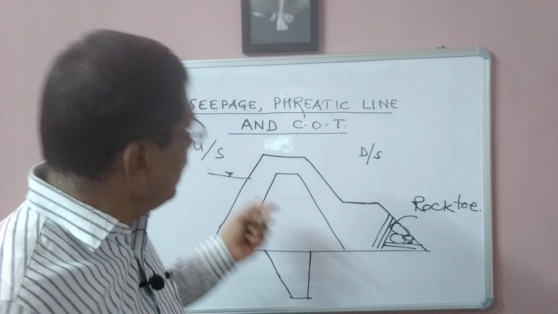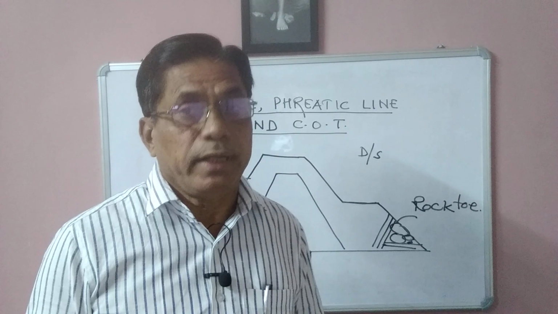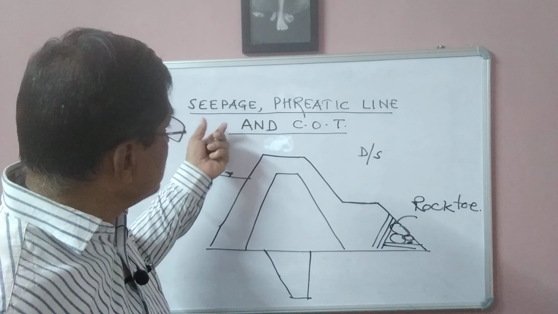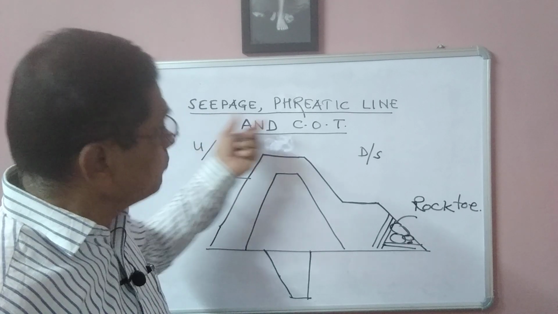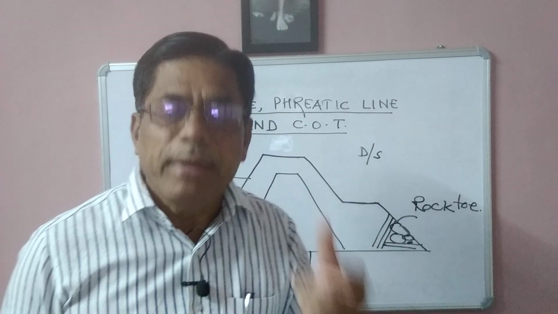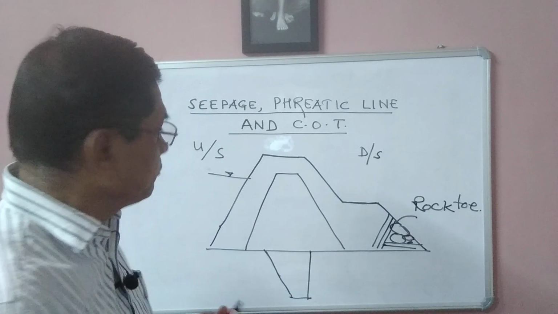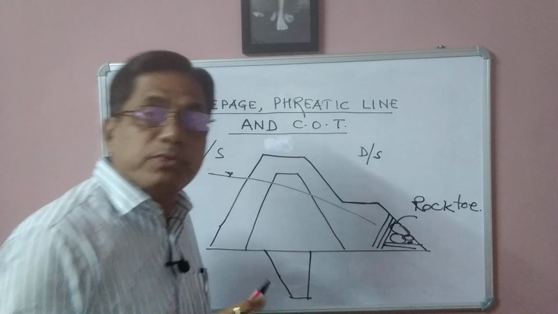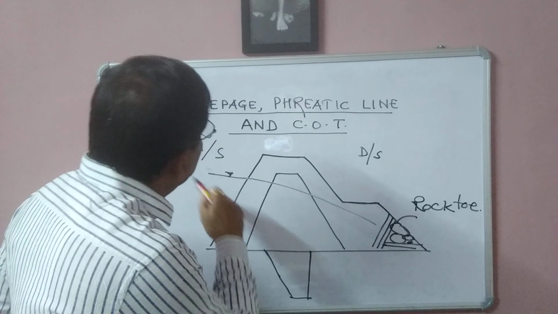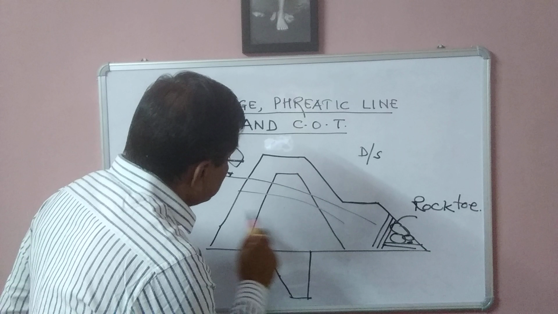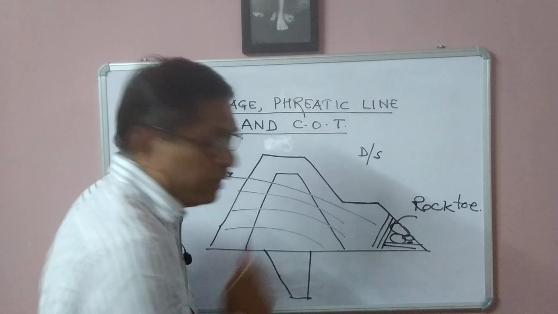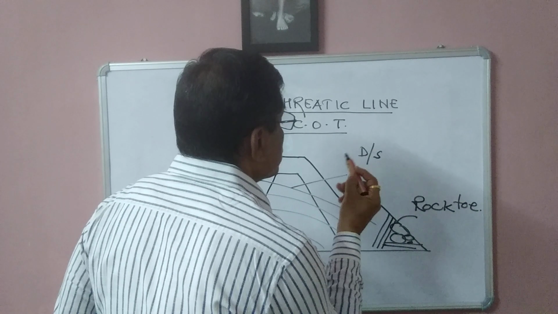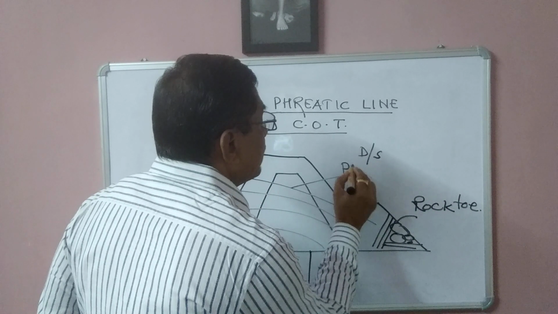So we will discuss how to control the seepage in the next lecture. But in this, let us study the term seepage. Now the next term is the phreatic line. So the phreatic line is the top seepage line. We know that the seepage is just like flow lines, isn't it? Okay, and this top seepage line is called the phreatic line.